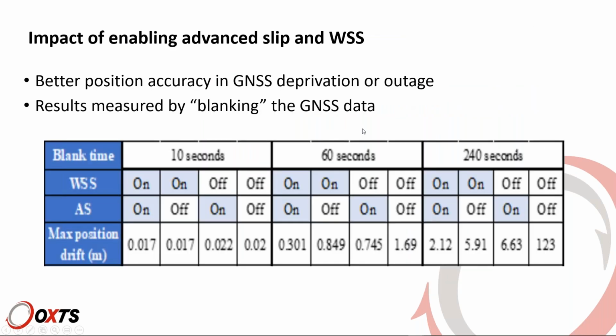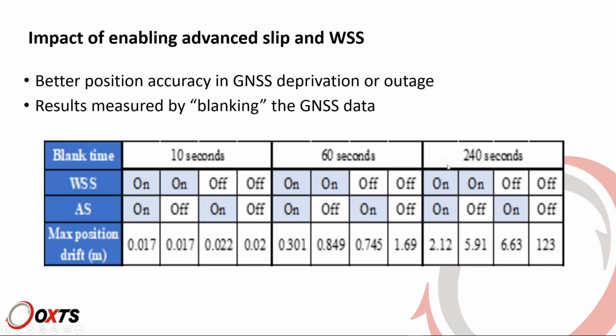And just to give you an example of what basically the impact that having advanced slip and the wheel speed sensor can have, we took one of our data sets collected in OpenSky, so with good GNSS data, and then we blanked the GNSS data for 10, 60, 240 seconds. So we can see when it's a very short period of GNSS outage, there is not a real significant difference between having these options both on or both off. But look what happens when you have 4 minutes of continuous GNSS outage. So the system is blind for 4 minutes.